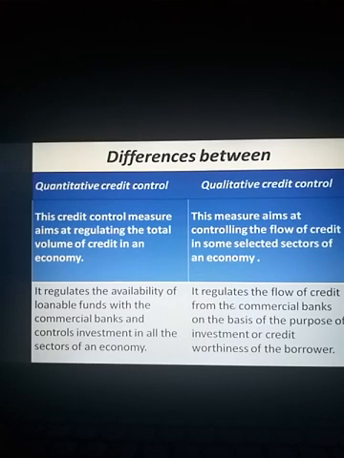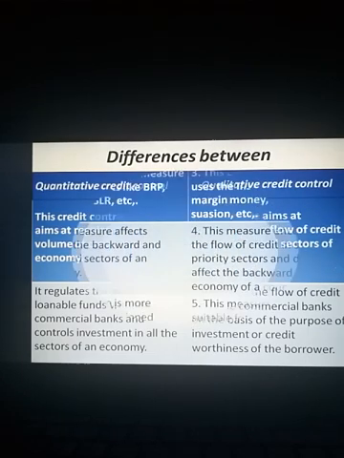Come to the right hand side. It regulates the flow of credit from commercial banks on the basis of the purpose of investment or credit worthiness of the borrower. So in this second point of difference, focus on the availability of loanable funds, whereas on the other side, flow of credit. So two major points to focus on. Go to the third point.